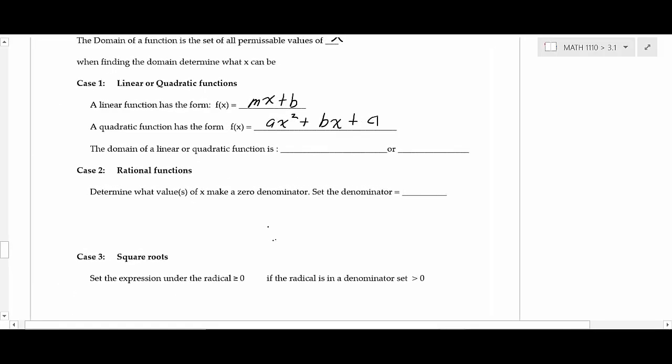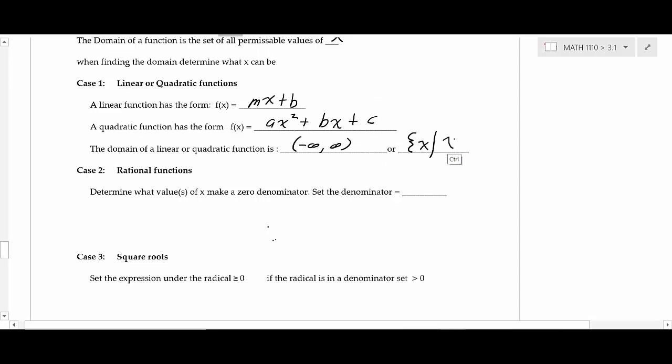So those are basic things. What will happen is the domain of a linear function is just going to be all real numbers. And if you want to write that in interval notation, you would write it like that. Now, I wanted you to do this in set builder also. We've done that before. Usually you say set of x, and then you say such that.